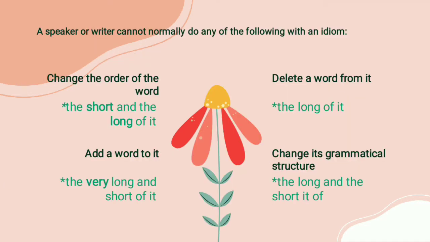A speaker or writer cannot normally do any of the following with an idiom. First, they cannot change the order of the words. For example, the short and the long of it. The second is they cannot add a word to it. For example, the very long and short of it. Number 3, they cannot delete a word from it, such as the long of it. And the last, they cannot change its grammatical structure, as in the long and the short it of.